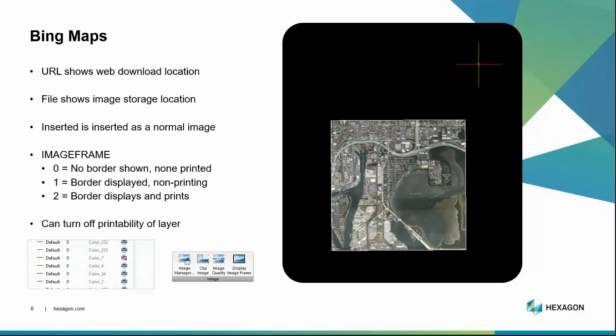Another thing you can do with these images is when you throw them on a specific layer, you can turn off the printability of that layer. So the border isn't necessarily going to print then when you go to print through your viewports and stuff.